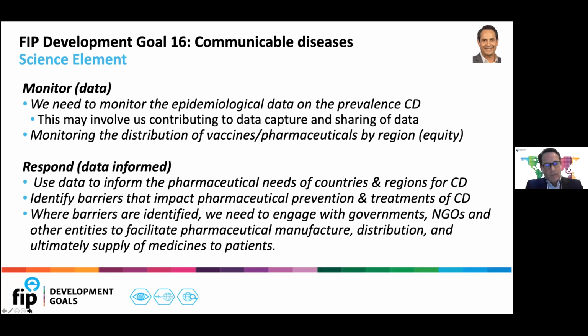When we respond, in thinking about the science element, we need to do this in a data-informed way. We need to use the data to inform the pharmaceutical needs of the countries and the regions for communicable diseases. We need to identify barriers that impact pharmaceutical prevention and treatment of communicable diseases. And where barriers are identified, we need to engage with governments, NGOs, civil societies, and other entities to facilitate pharmaceutical manufacture, distribution, and ultimately supply to our patients.